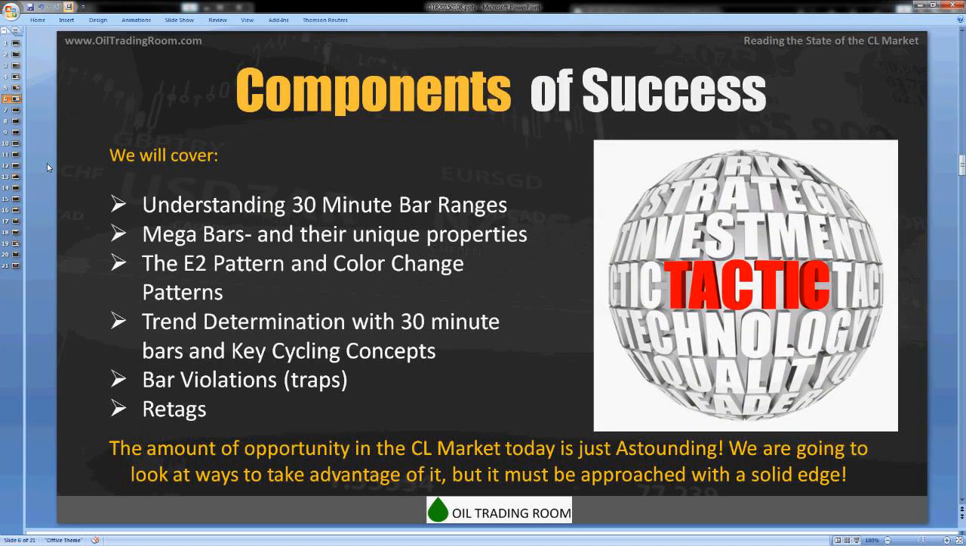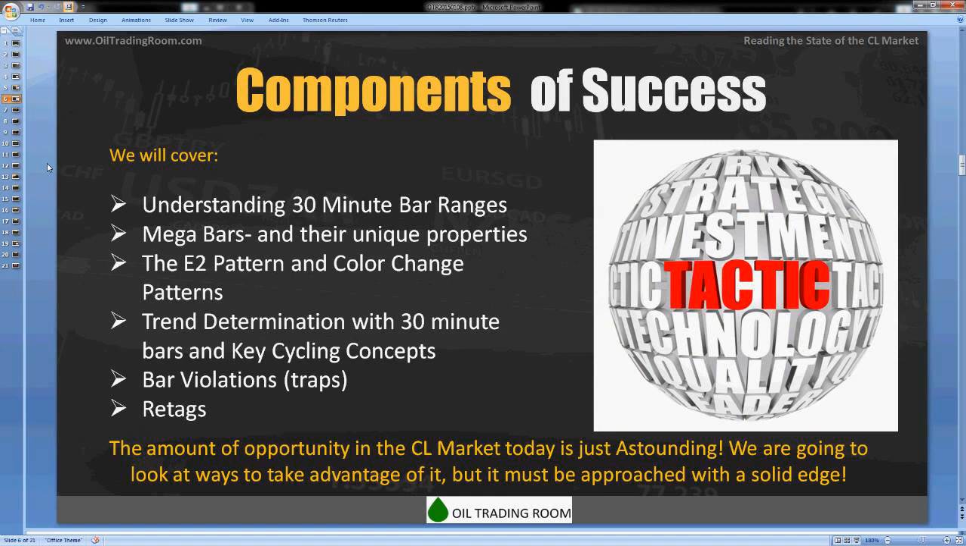So the things that I have to cover today are 30-minute bar ranges, understanding 30-minute bar ranges, mega bars and their unique properties, the E2 pattern, color change patterns, trend determination with 30-minute bars, and key cycling concepts, bar violations, traps, and retags.